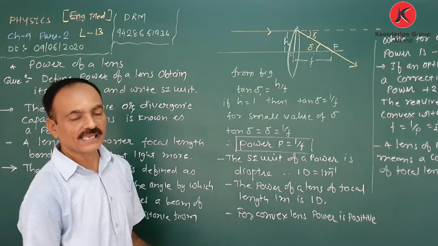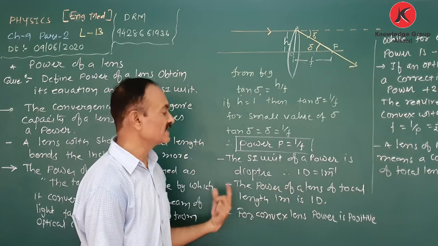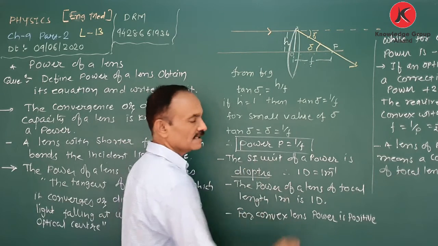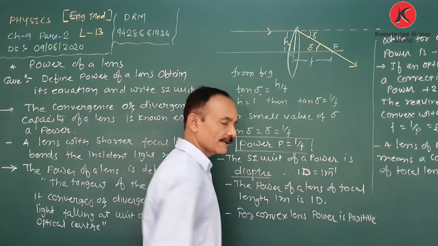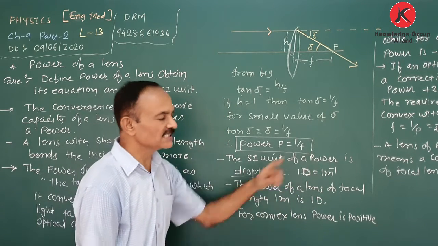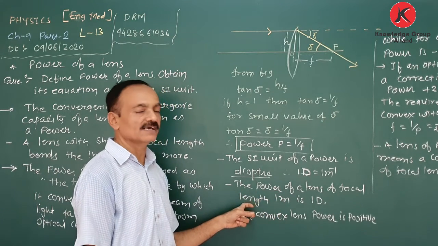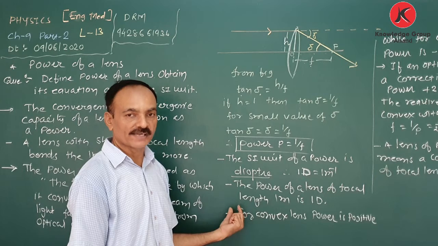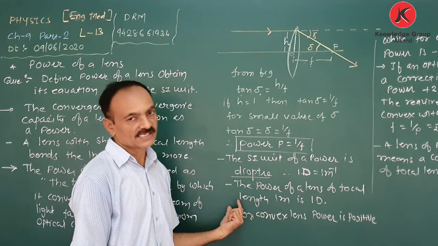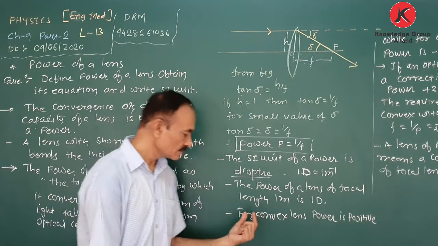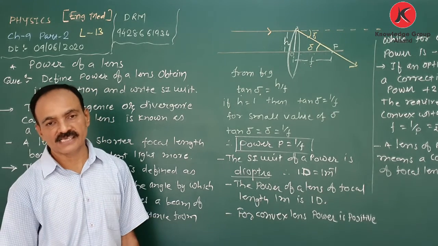We know that the focal length is measured in centimeter or meter. Therefore, the SI unit of power is meter inverse, and that is known as the diopter, denoted by capital D. Therefore, 1 D is equal to 1 meter inverse. The power of a lens of focal length 1 meter is 1 diopter. Definition of 1 diopter: the power of a lens of focal length 1 meter is known as 1 diopter. For a convex lens, power is positive, and for a concave lens, power is negative.